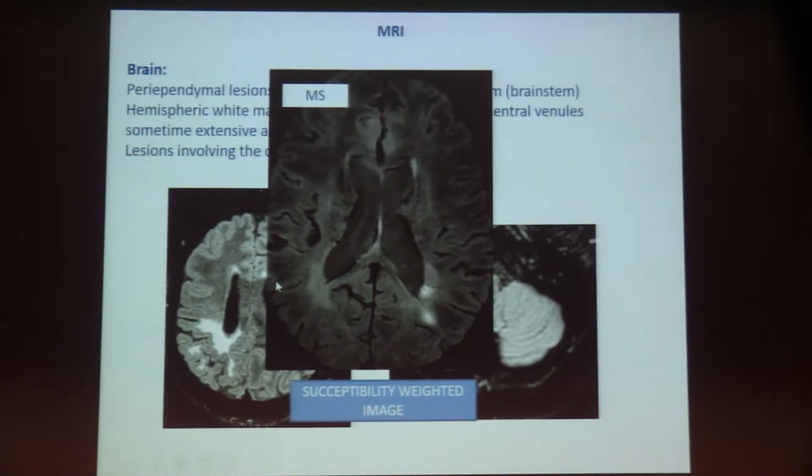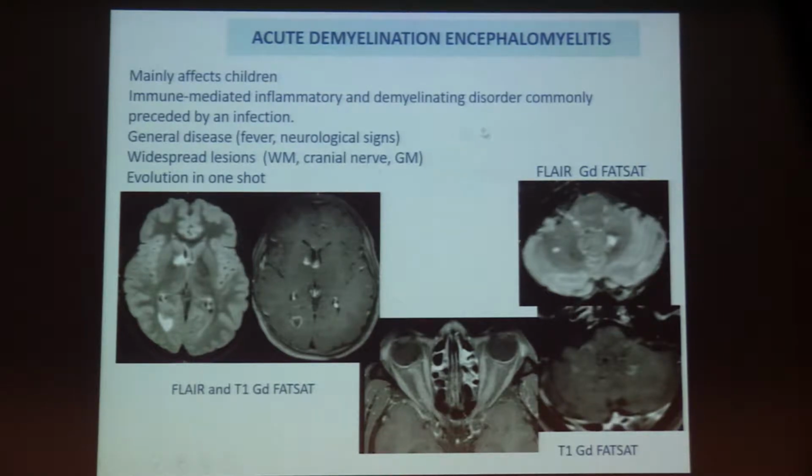If you have some doubt about different diseases, you can use susceptibility weighted images. In MS, it is supposed that lesions are around the veins, and you can see the veins very well. When you have a white matter hotspot with a vein inside the lesion, it is an argument to say that it's probably MS.